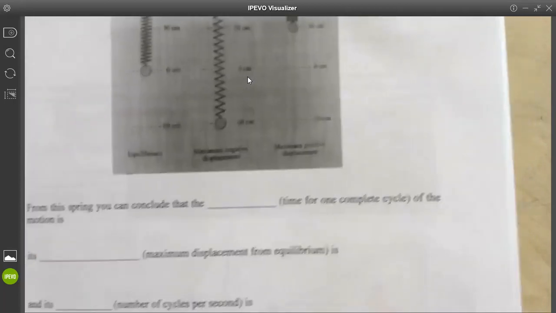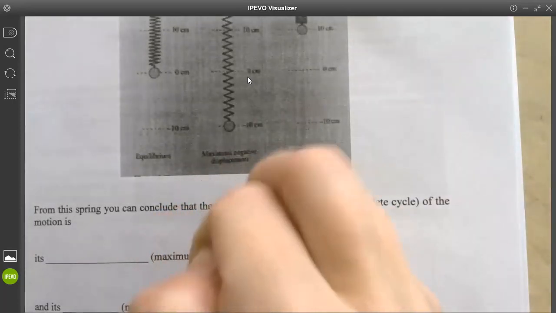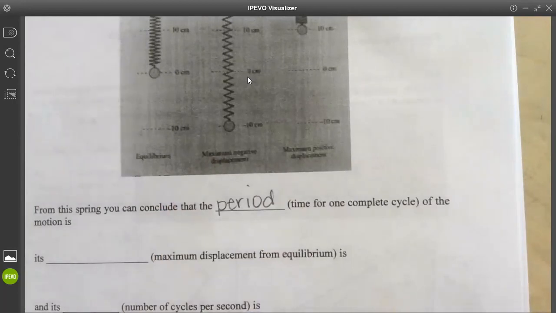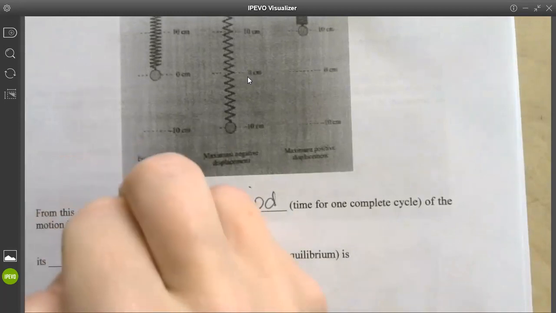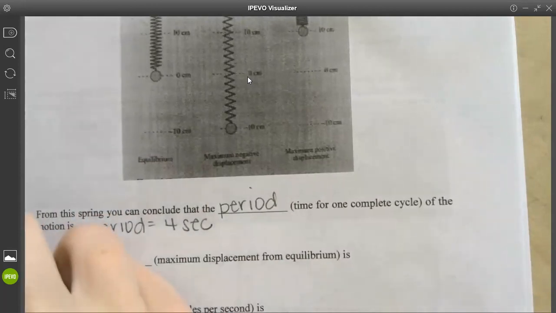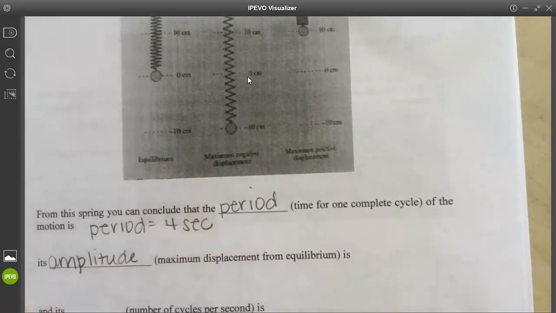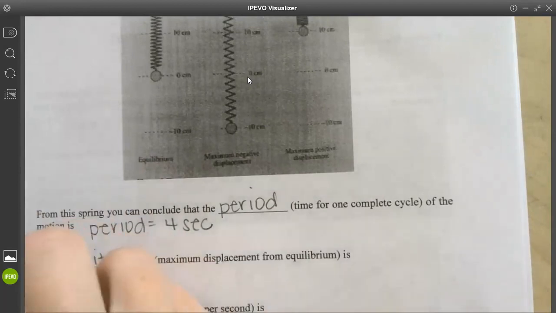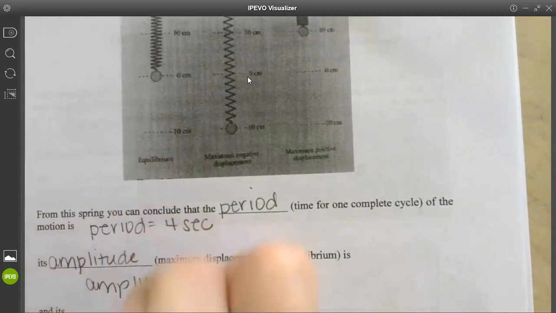From this spring, you can conclude that the period, or the time for one complete cycle of the motion, is 4 seconds. I just told you that. So again, think about the yo-yo from the time it leaves your hand till it hits the bottom and then hits your hand again. That one full cycle was 4 seconds. Its amplitude, the maximum displacement from equilibrium, it told you was 10.